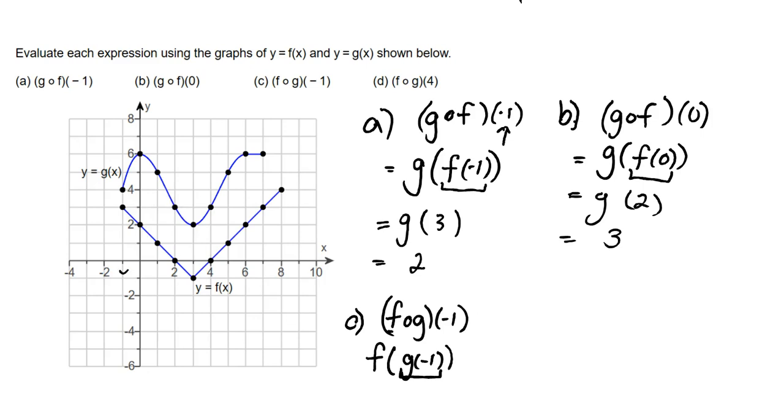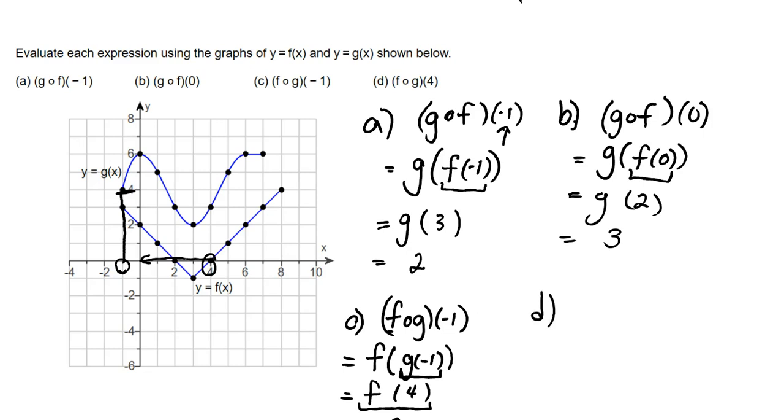So our x value is -1. I want to go up to the graph of g to get a y value of 4. So g of -1 is 4. And now we can work out what f of 4 is. We have an x value of 4. I'm on the graph of f. That's a y value of 0. So f of 4 is 0, and f composed with g of -1 is 0.